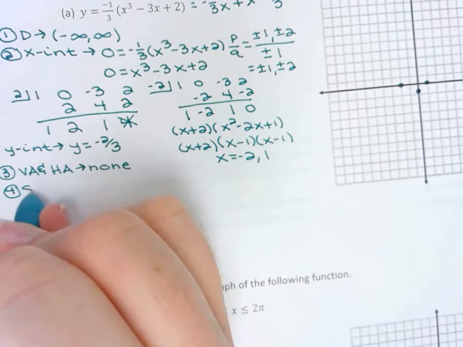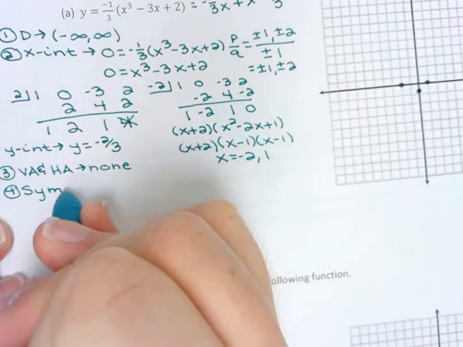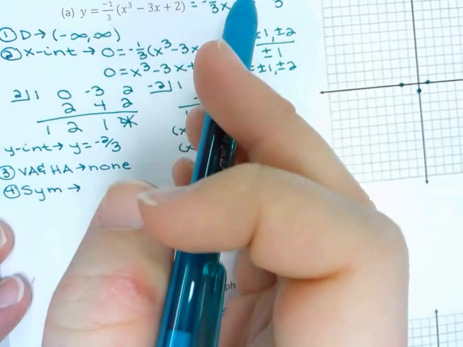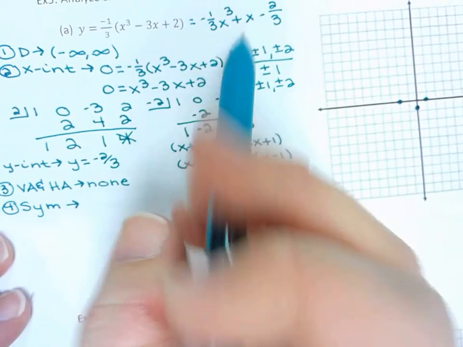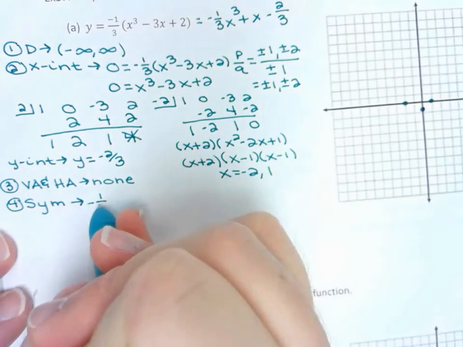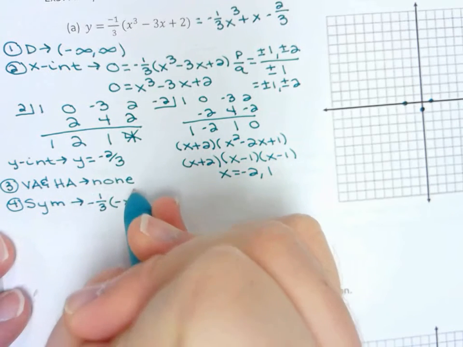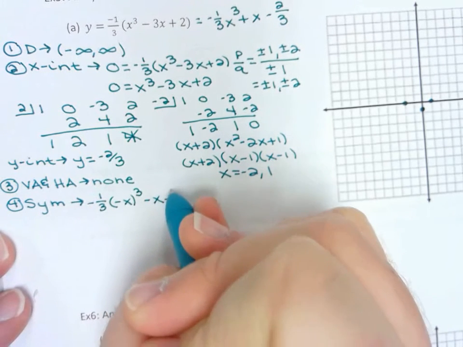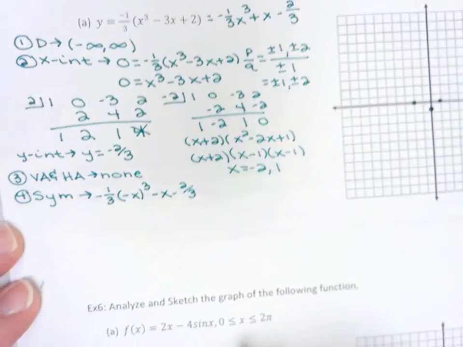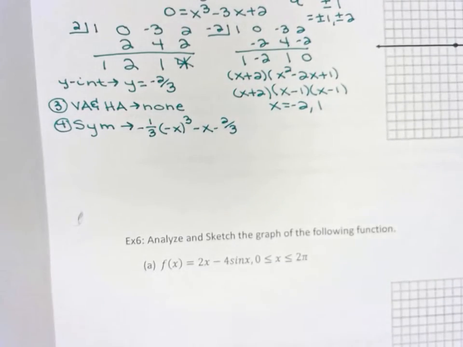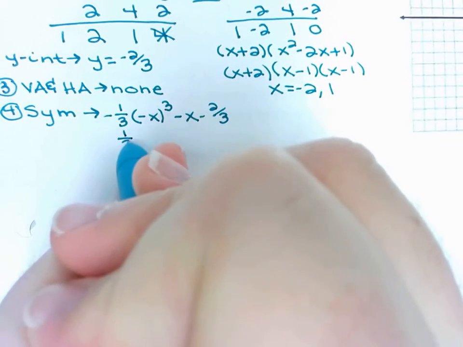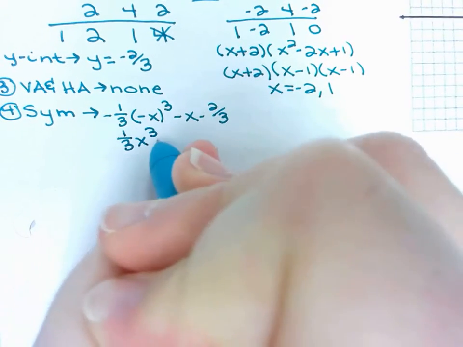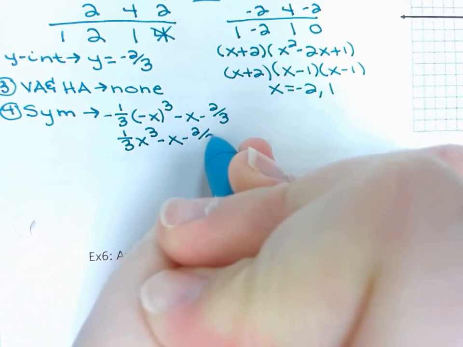Symmetry. If I plug in a negative x, we can use the form where I multiplied through. Negative 1/3, negative x to the third, minus x minus 2/3. A negative to an odd power keeps it a negative, so that we have negative 1/3 x to the third, minus x minus 2/3.